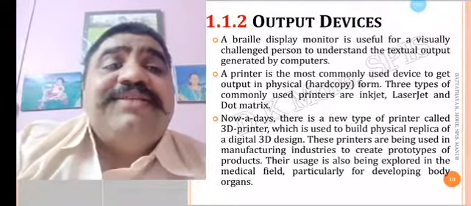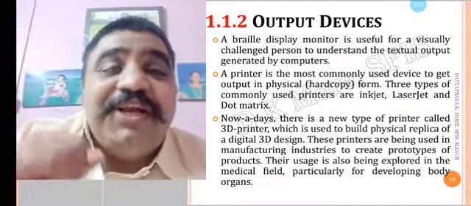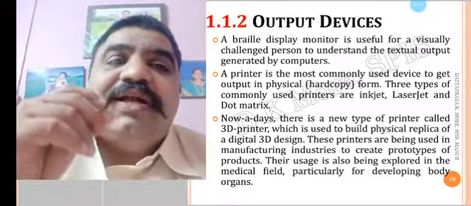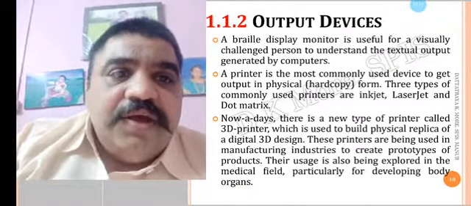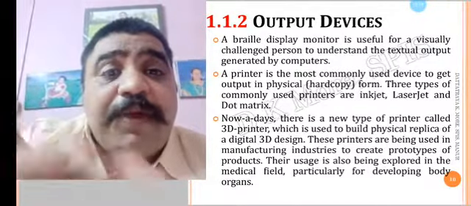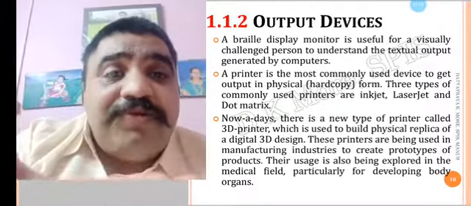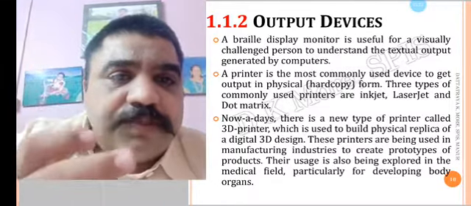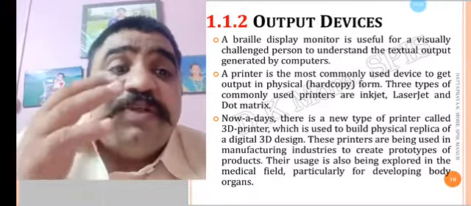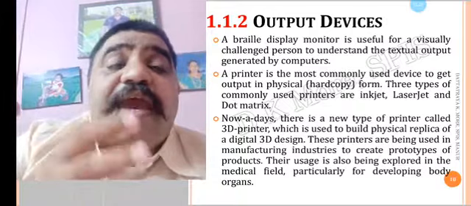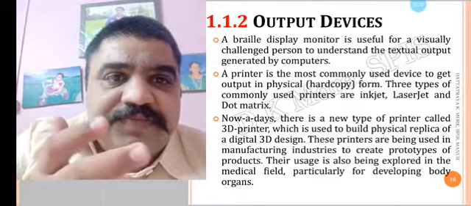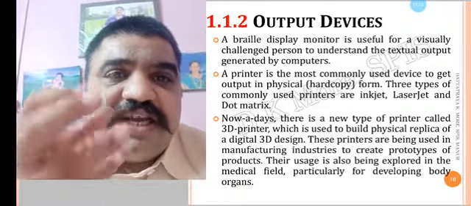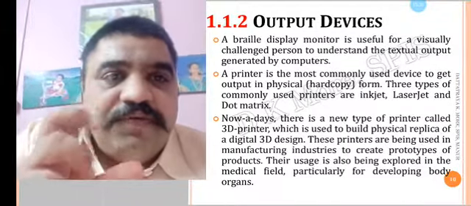Nowadays there is a new type of printer called the 3D printer, which is used to build a physical replica of a digital 3D design. Previously we used to print on paper, and on that paper only material like fonts, design or something else were printed. Now with the help of this 3D printer, we can print the models, the exact design and physical form of that particular thing we can print.